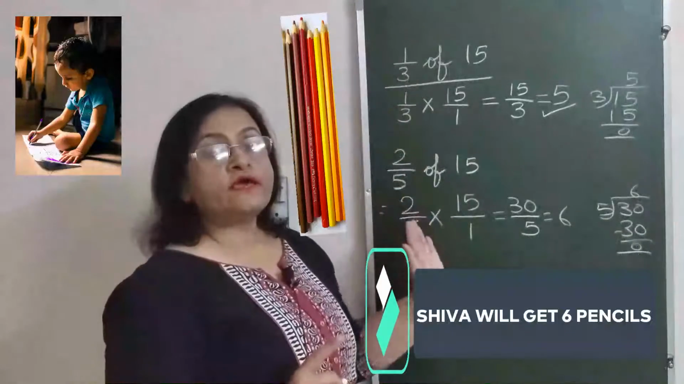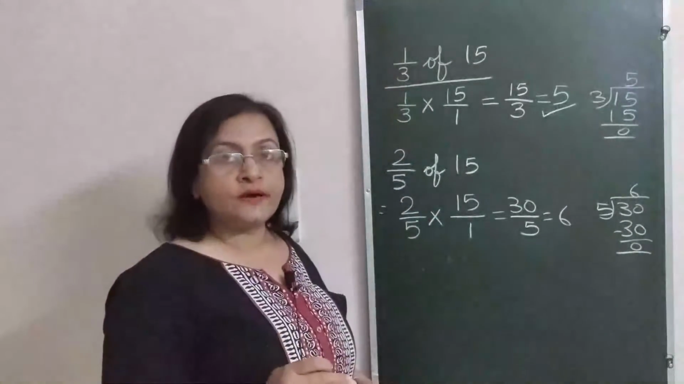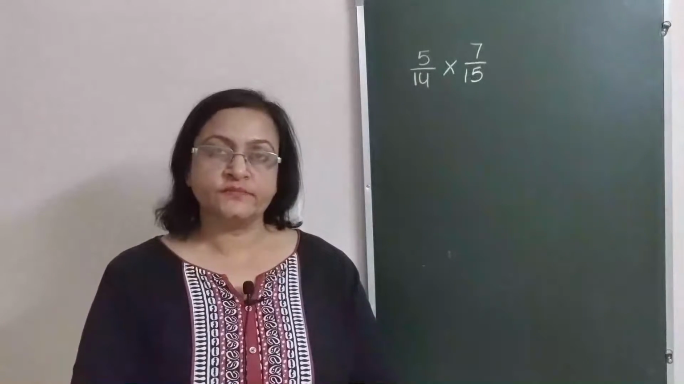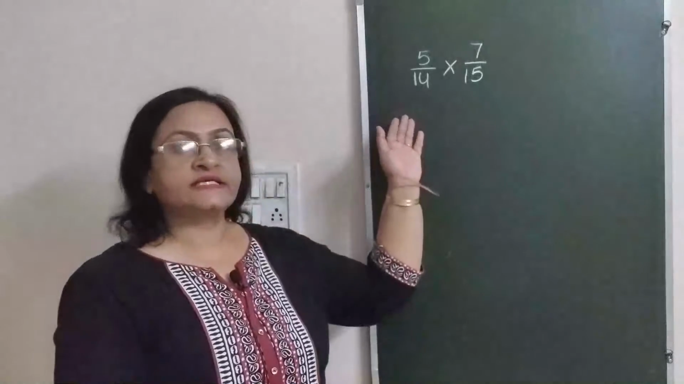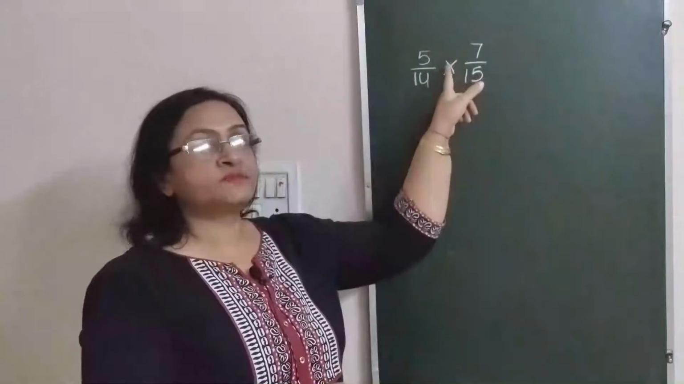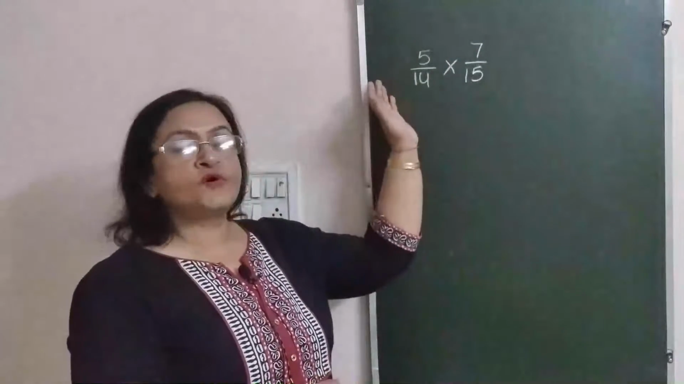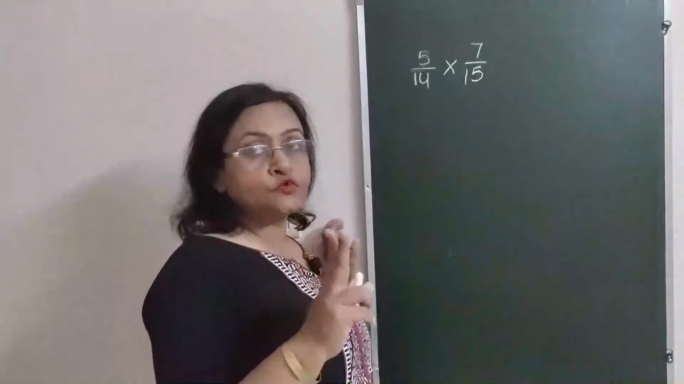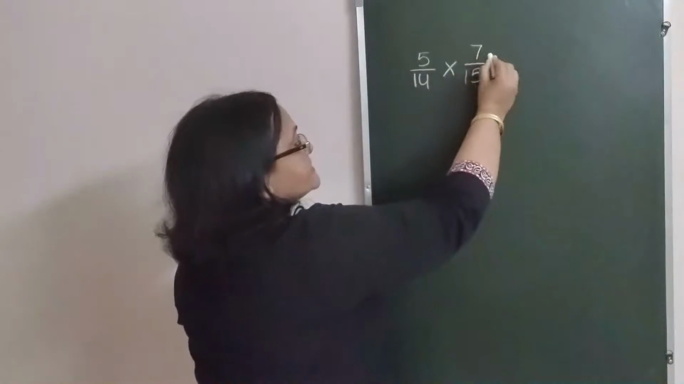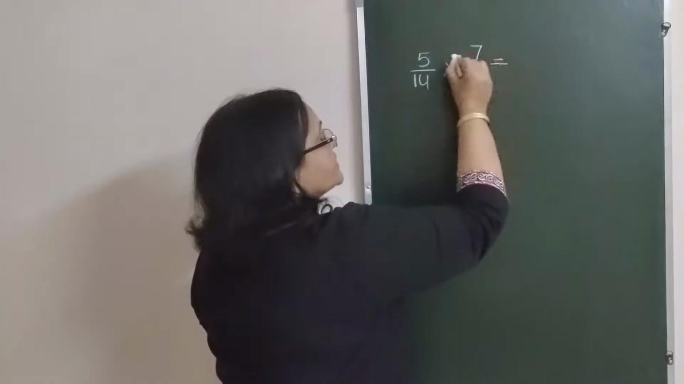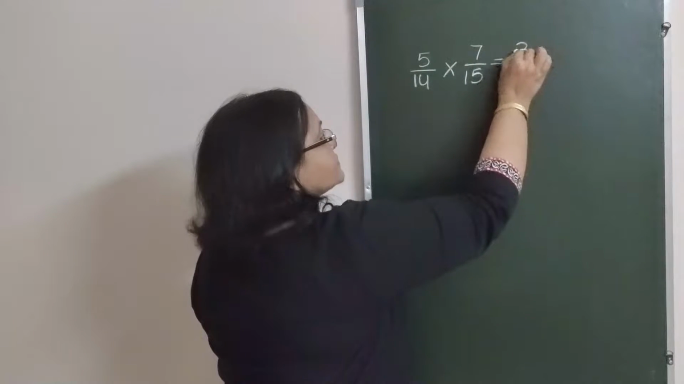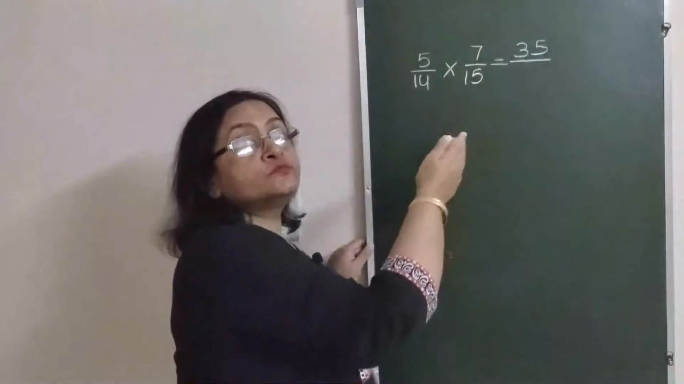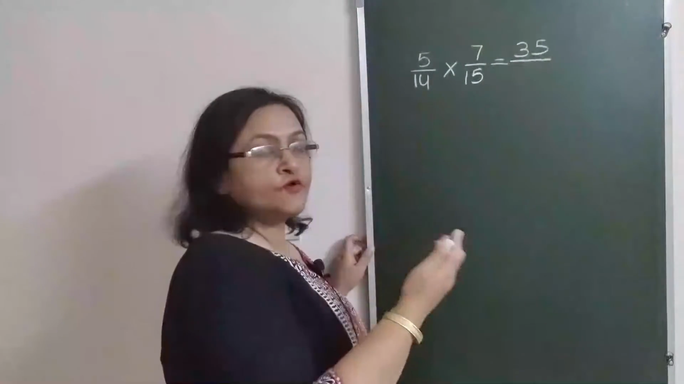So this way we can multiply whole numbers by fractions. We can also multiply a fraction by another fraction. Let's take an example. 5 by 14 multiplied by 7 by 15. Now there are two ways to multiply that. One is we can simply multiply the numerator by numerator, that is 5 multiplied by 7 is equal to 35 and 14 multiplied by 15. For this we will have to multiply 15 by 14 or 14 by 15.